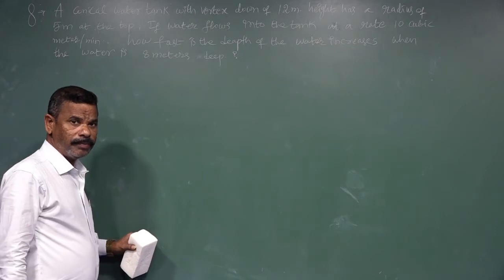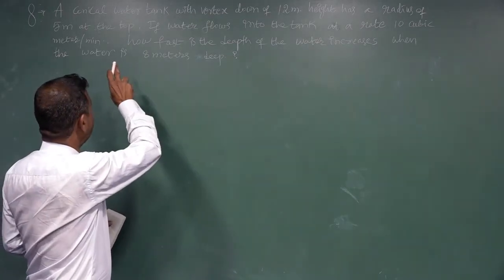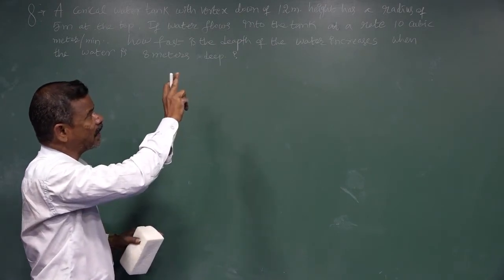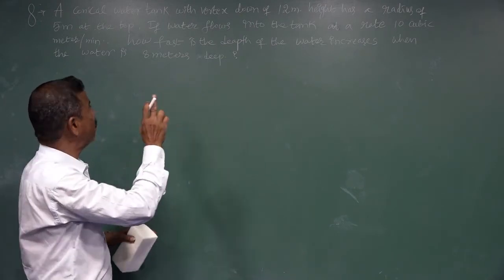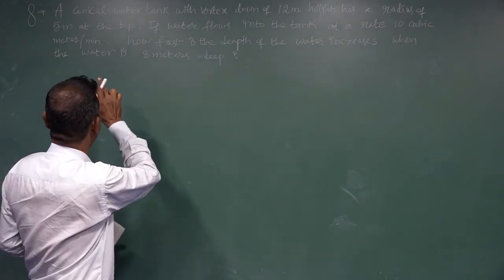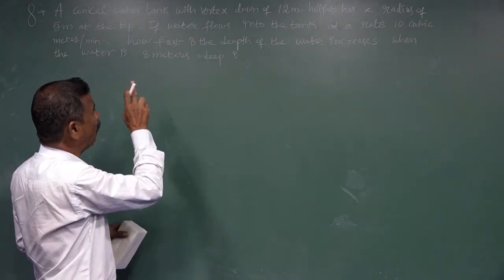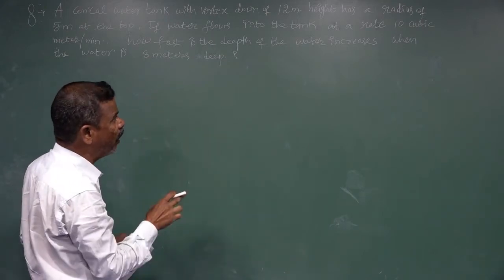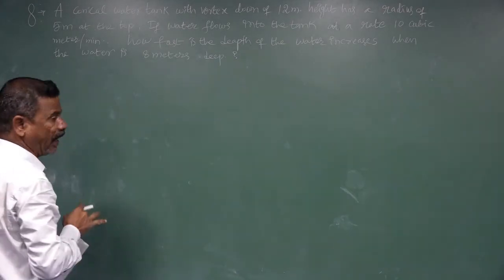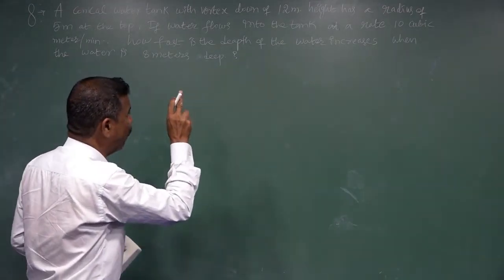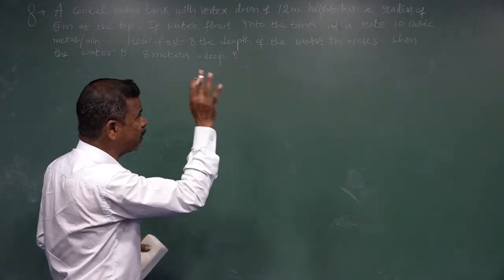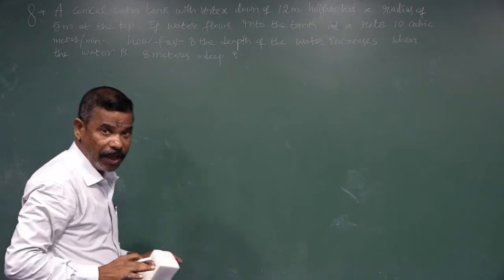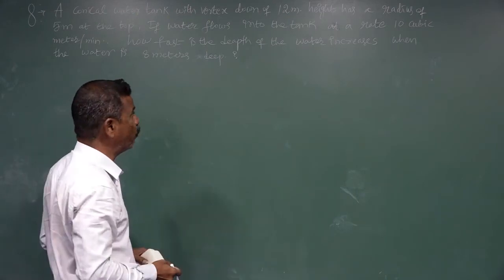Now the 8th problem. A conical water tank with vertex down, of 12 meters height, has a radius of 5 meters at the top. If water flows into the tank at a rate of 10 cubic meters per minute, how fast is the depth of the water increasing when the water is 8 meters deep? That is the question.